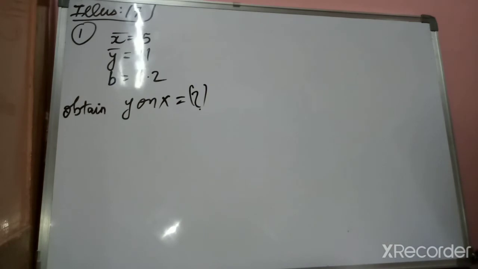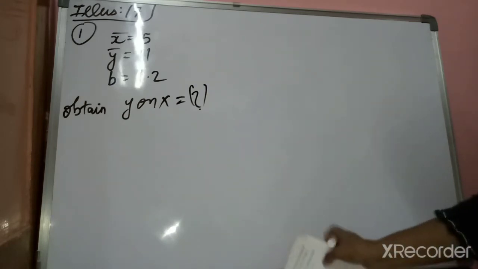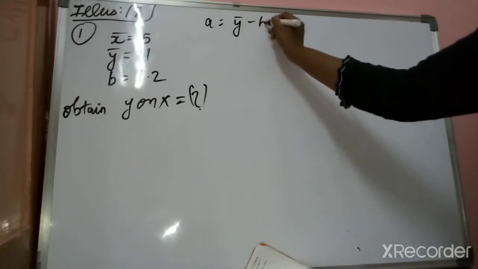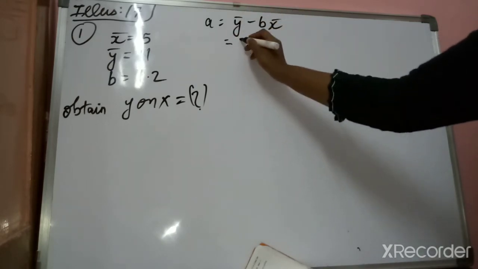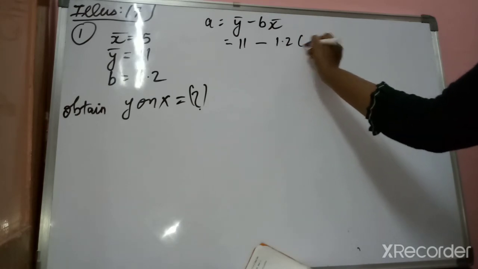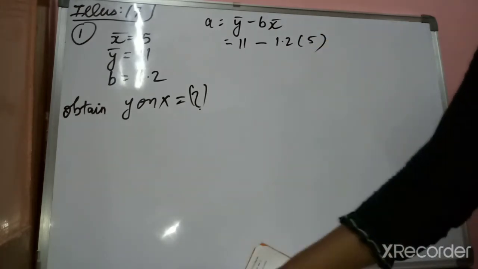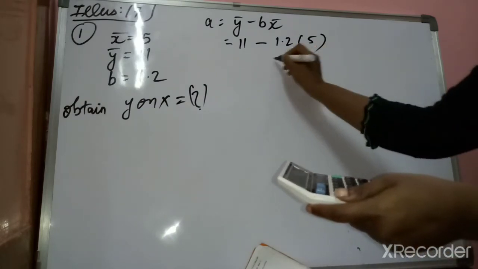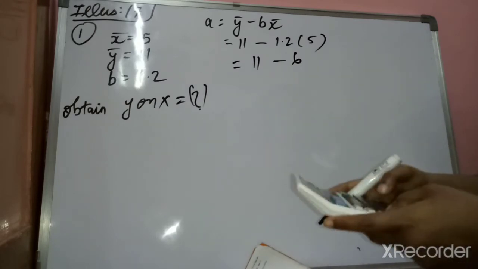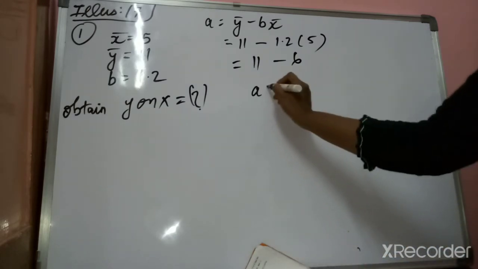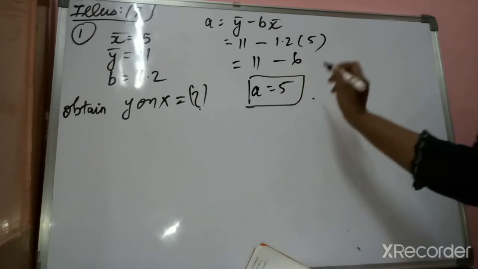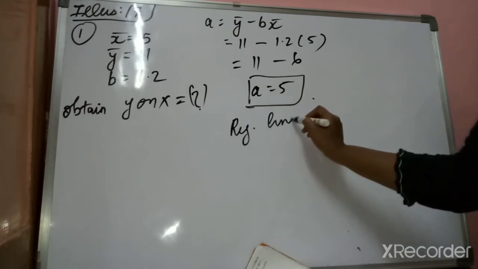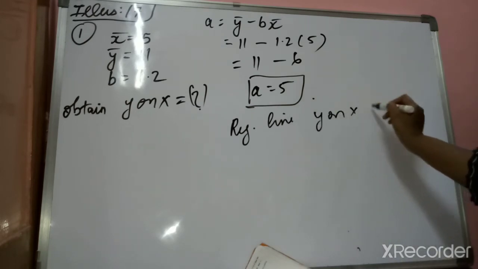So the first thing is all the data has been given to you. So the second thing you have to find out is your a. So a is equal to, what is the formula? y bar minus b x bar. So y bar is 11 minus b is 1.2, x bar is 5. So just multiply. If 1.2 is multiplied by 5, the answer is 6. Okay, then deduct from 11. So the answer is 5. So your a is equal to 5 has been found out. Then we have to find the regression line, that is y on x, as follows.